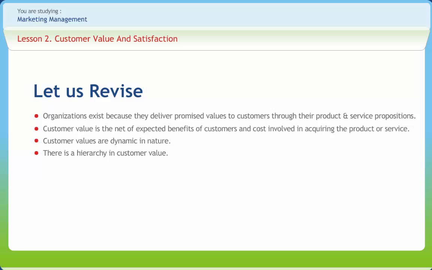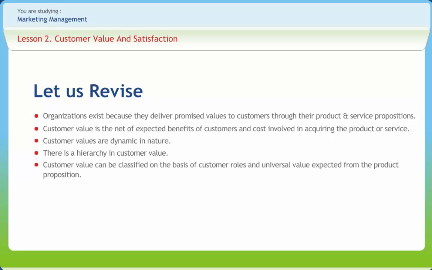While customer value is instrumental in arriving at customer satisfaction, it is both an end state value and a measurement tool for marketing success. Customer value can be classified on the basis of customer roles and universal value expected from the product proposition. Universal value can take the form of performance value, price value, and service value. Customer satisfaction is a measurement of how much the product performance has measured up to the expectation of the customer. When performance exceeds the expectation, the customer is delighted.